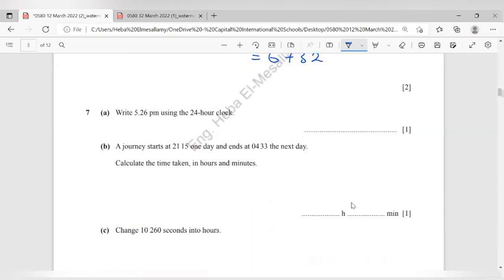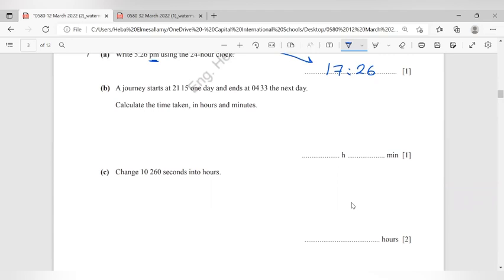Okay, question 7. Write 5:26 p.m. using the 24-hour clock. So I'm just going to translate this one. As long as it's p.m., I have to add 12 to the hour part. So the final answer is 17:26. Of course, no p.m. anymore, so it's the 24-hour clock.